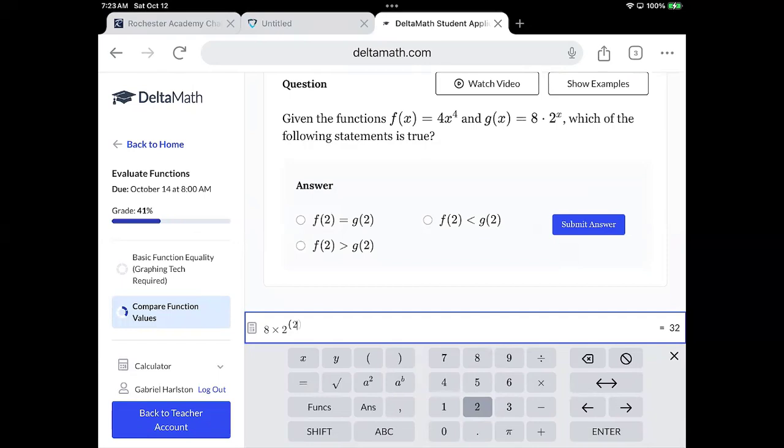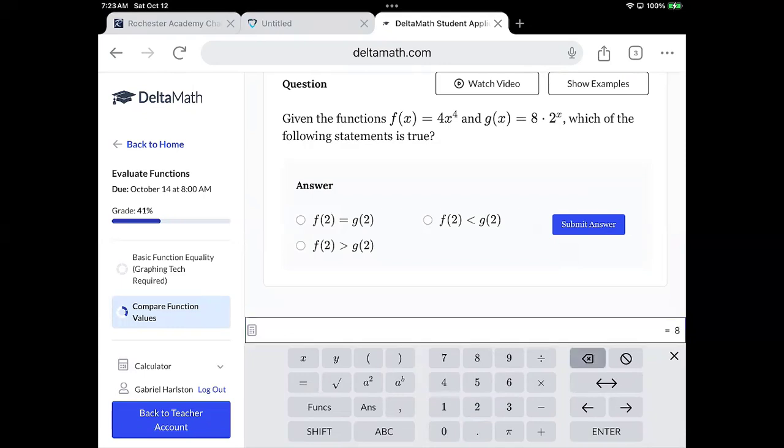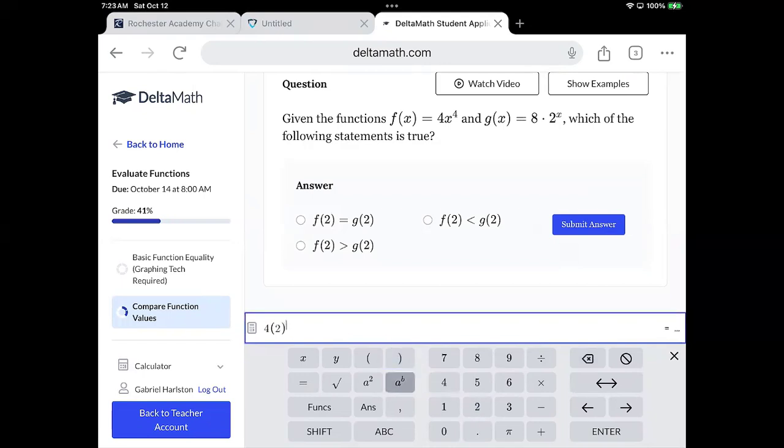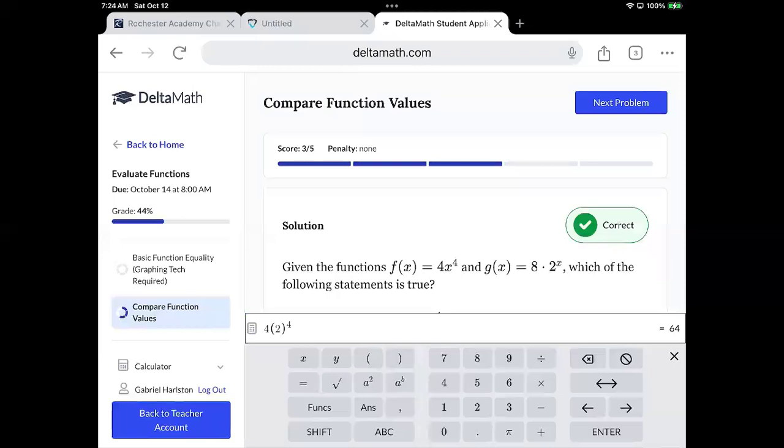Yeah, so it's 32. So let me go back because I want to make sure I didn't use 4 for the input for that other function f. So again, this would be 4 parentheses 2 raised to the fourth power, and that is 64. So f of 2 is greater than g of 2. So we submit it, and it says nicely done.